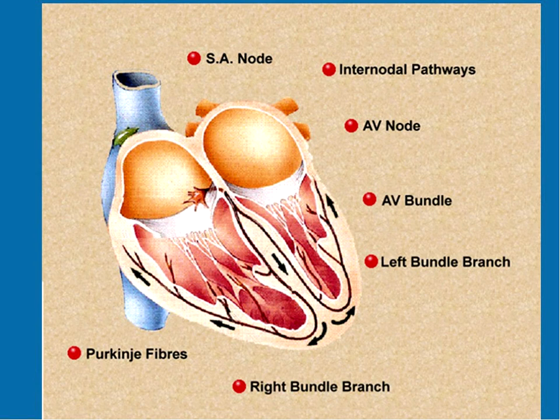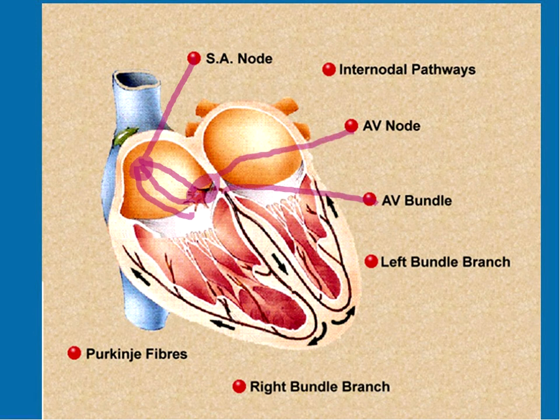The SA node is somewhere in here. Then you have internodal pathways. Here's the AV node. Here's the AV bundle. Let's see if I know my right and my left. Here's the left bundle branch, the right bundle branch, and then you have Purkinje fibers that kind of carry you through the heart muscle. Remember those.